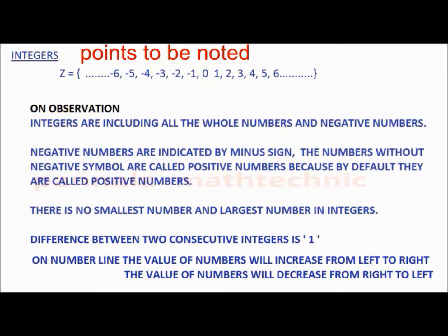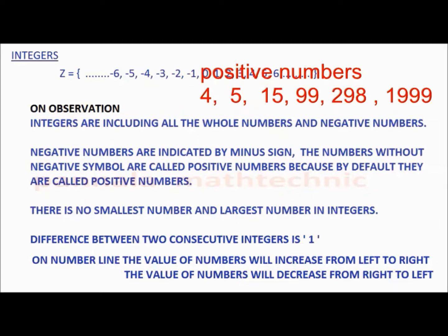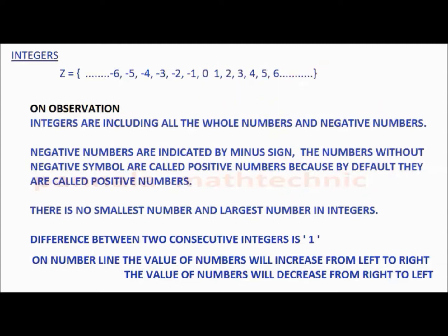On observing, the integers include all the whole numbers and the negative numbers. Negative numbers are indicated by a minus sign. The numbers without a negative symbol are called positive numbers, because by default they are positive. There is no smallest number and largest number in integers. The difference between two consecutive integers is 1. On the number line, the value of numbers will increase from left to right. The value of numbers will decrease from right to left.